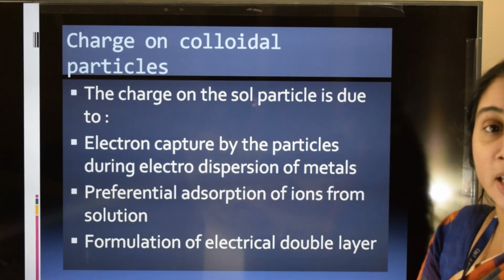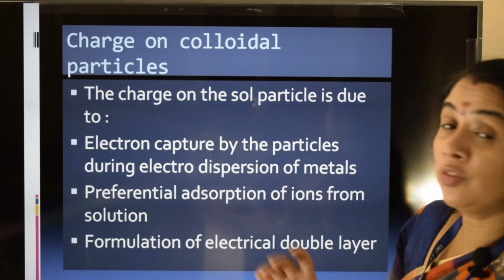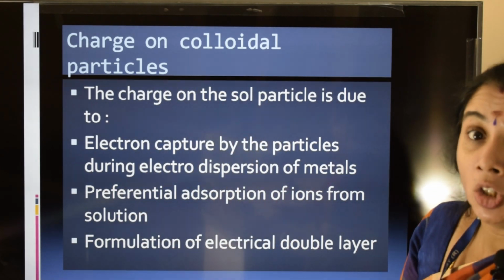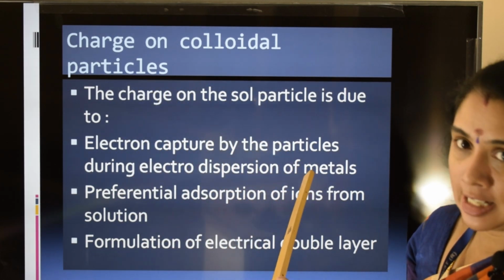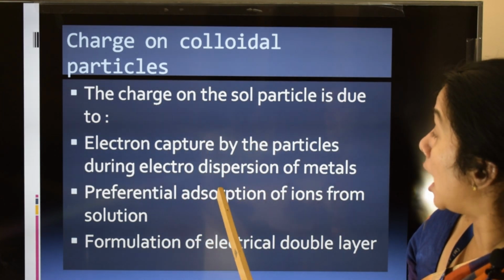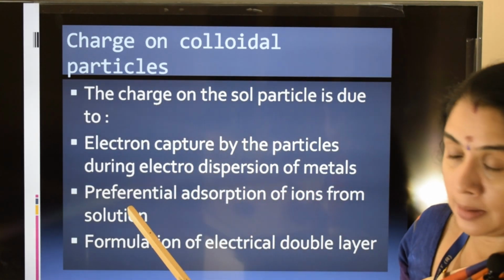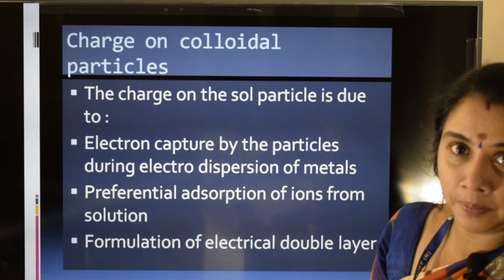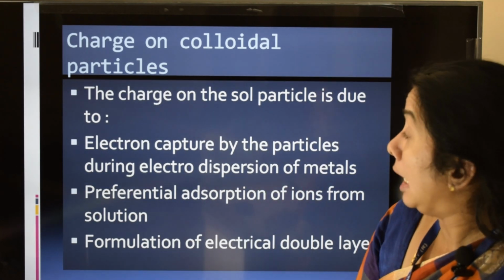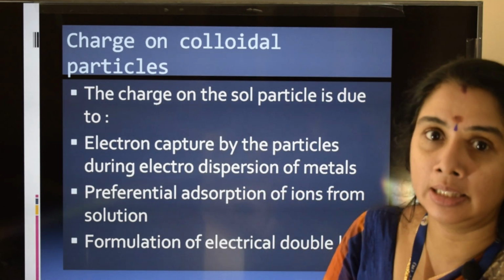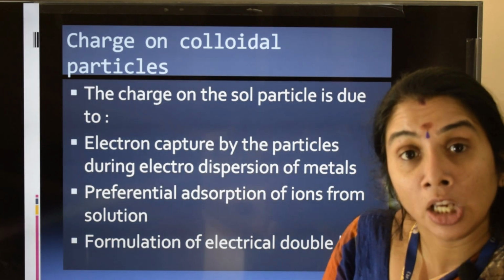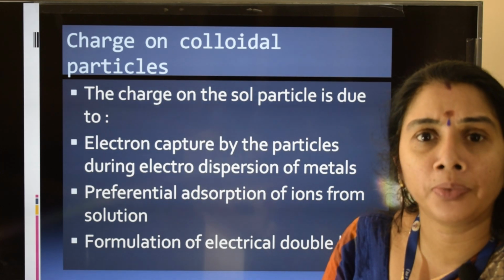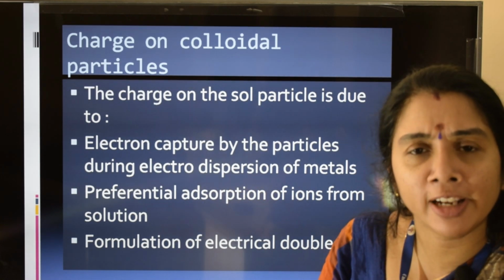Colloidal particles get charges by either of these methods. First, electron capture by the particles during electrodispersion of metals. Second, preferential adsorption of ions from solution. Third, formation of electrical double layer. So the first method, electron capture by the particles. This happens during Bredig's arc method of preparing lyophobic colloids. Hope you remember that method, or I will explain once again.